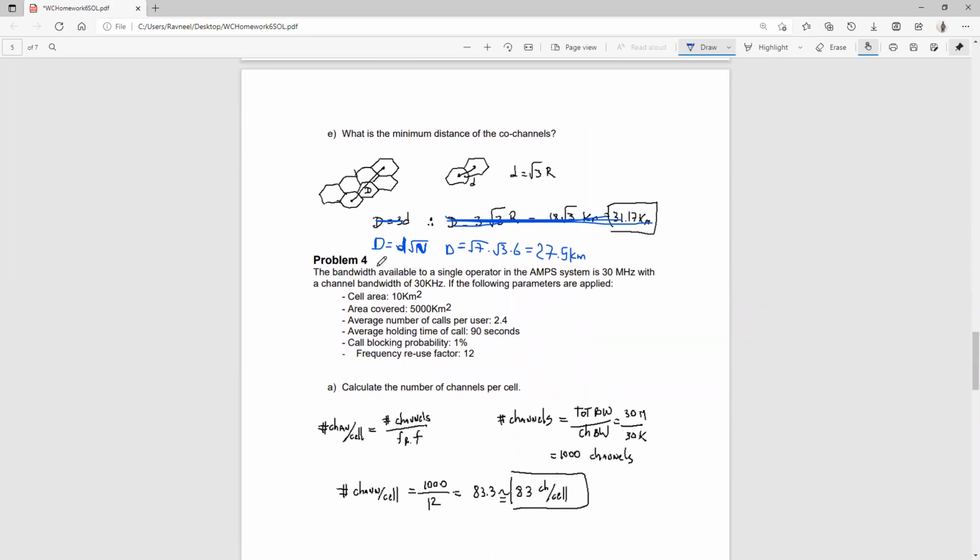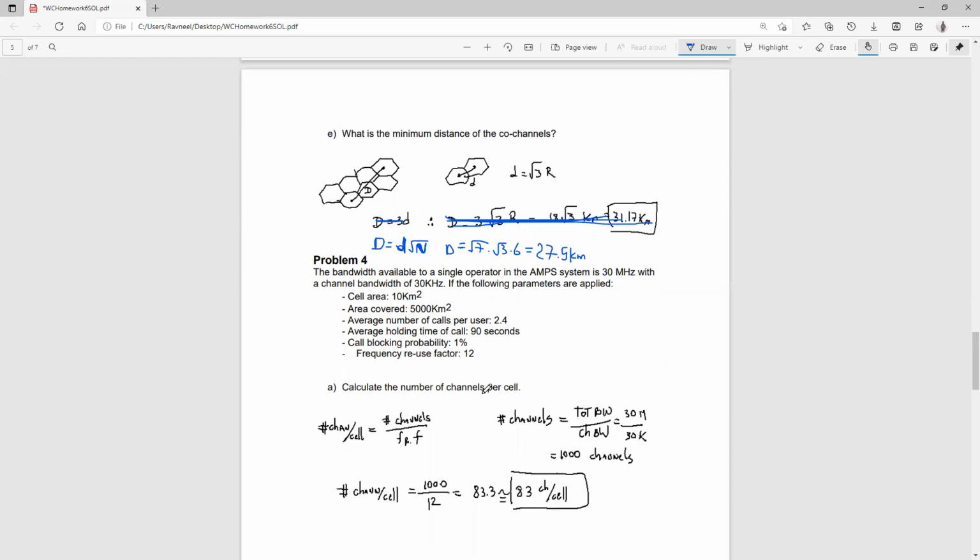Problem number 4. Let's move on to the last problem. The bandwidth available to a single operator in the AMPS system is 30 megahertz with a channel bandwidth of 30 kilohertz. The following parameters are applied: the cell area covered, the average number of calls per user, the average holding time of a call, the call blocking probability, and the frequency reuse factor are given here.